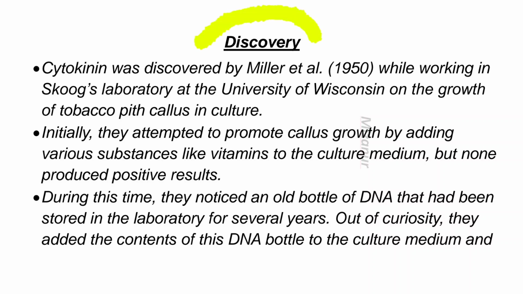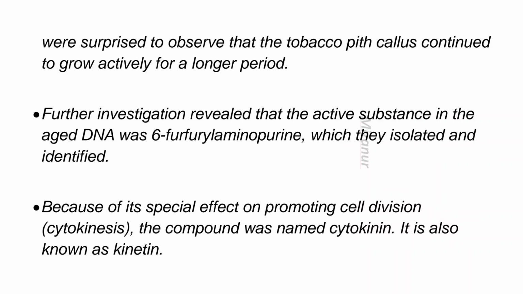The discovery. Cytokinin was discovered by Miller et al. in 1950 while working in Skoog's laboratory at the University of Wisconsin on the growth of tobacco pith callus in culture. Initially, they attempted to promote callus growth by adding various substances like vitamins to the culture medium, but none produced a positive result. During this time, they noticed an old bottle of DNA that had been stored in the laboratory for several years. Out of curiosity, they added the contents of the DNA bottle to the culture medium and were surprised to observe that the tobacco pith callus continued to grow actively for a longer period.